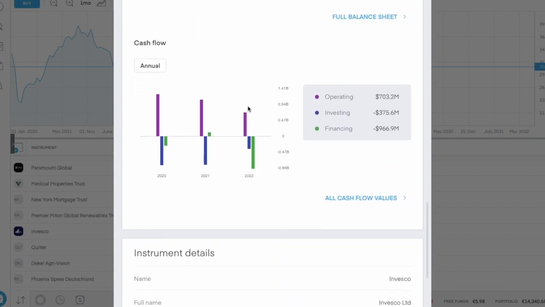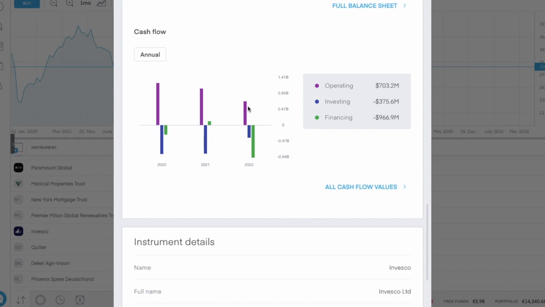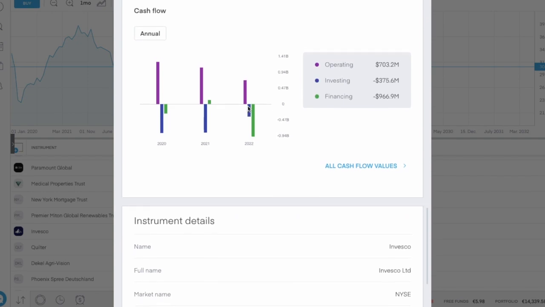And Invesco's annual cash flow from operating is about $700 million. From investing is negative $375 million. And from financing is negative almost $1 billion. So my guess is, I'm no professional, but my guess is that when markets in general go down, investment services and investment management companies are going to suffer some heavy losses along with all the rest of us, but they're operating with hundreds of millions of dollars.